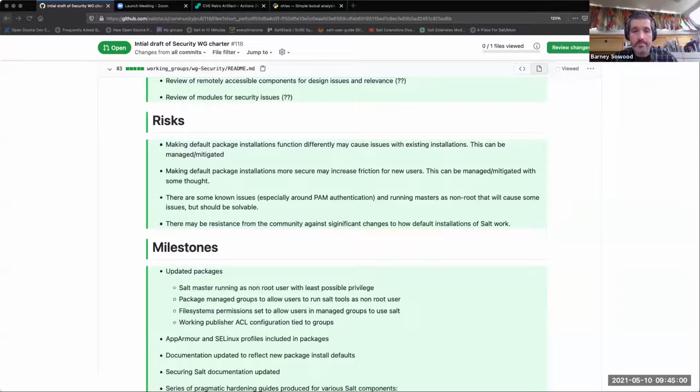Next one, we have some known issues around panel authentication running masters non-root. As I said, I think we can solve those issues, but we'll need a bit of thought. And the final one: there might be some resistance against significant changes to how default salt installations work, because people don't like change. That's fair enough.